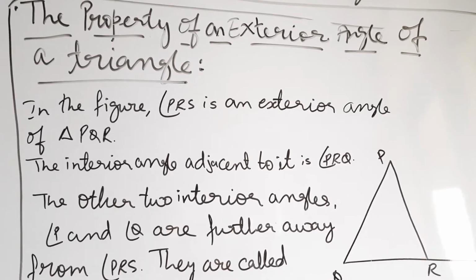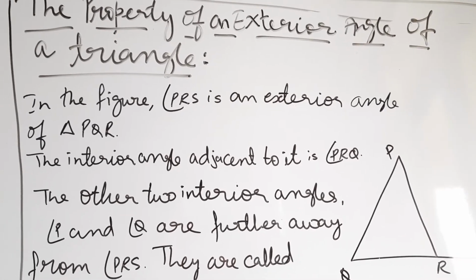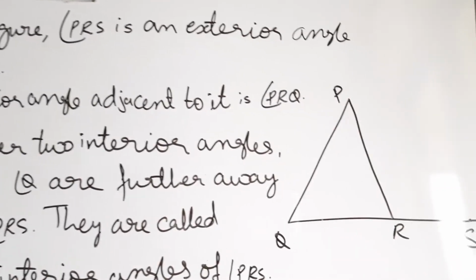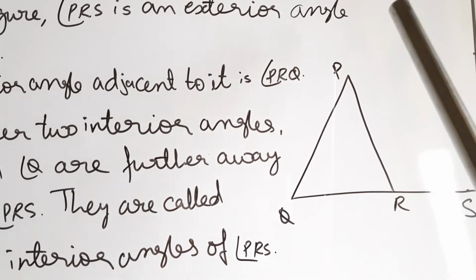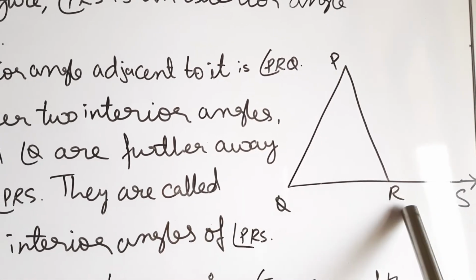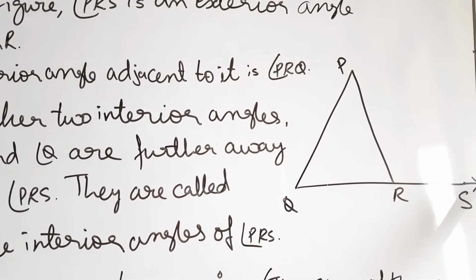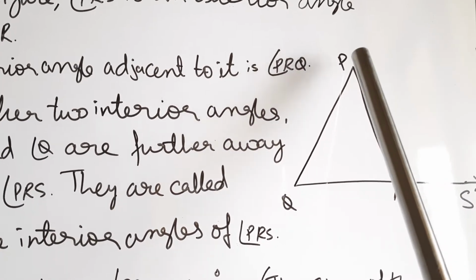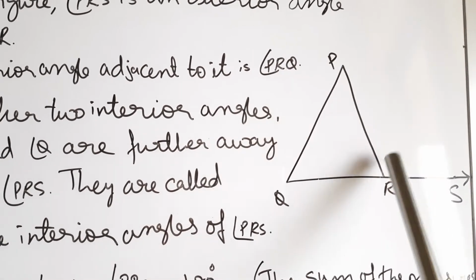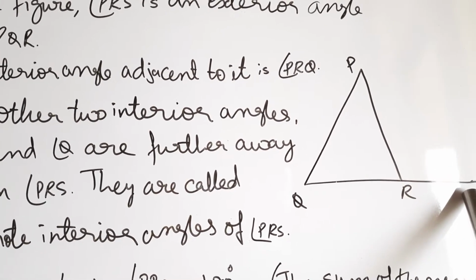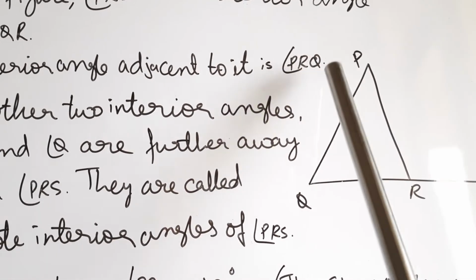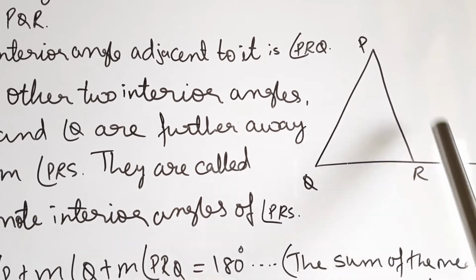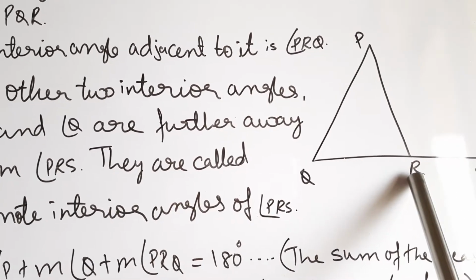The property of an exterior angle of a triangle. What is the property? You need to know about it. Look at the figure, children. Triangle PQR. Now you have understood, when one arm is extended, there is an exterior angle formed. So here, who is the exterior angle? Very clearly you can see angle PRS is the exterior angle to triangle PQR. So angle PRS is an exterior angle of triangle PQR.